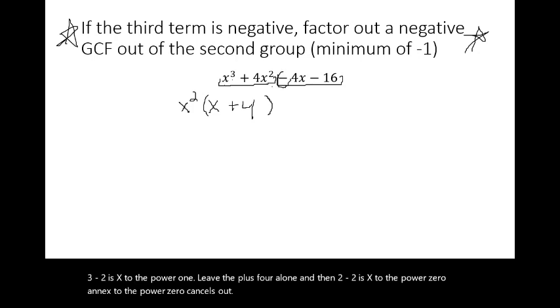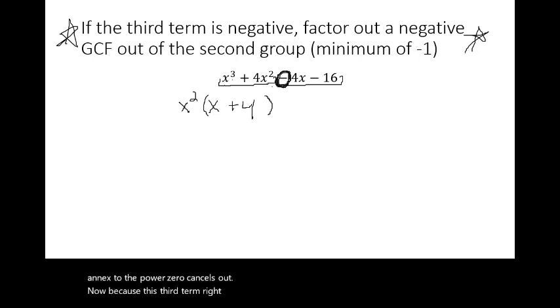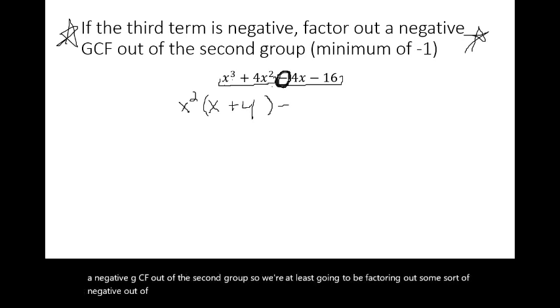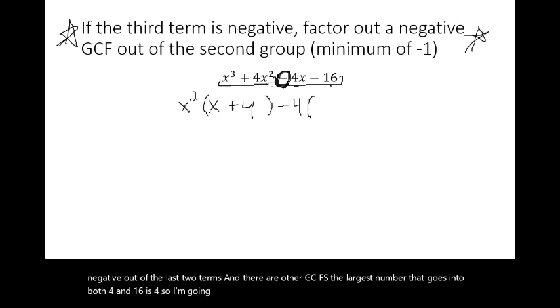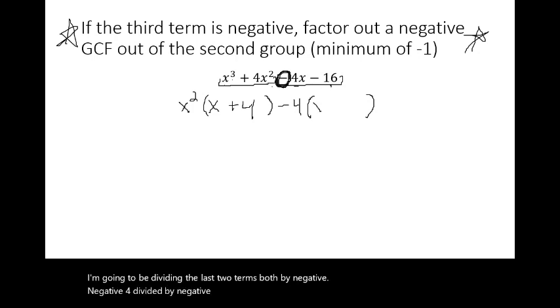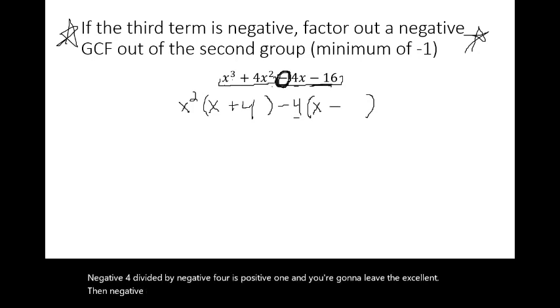Now, because this third term is negative, we need to factor a negative GCF out of the second group. So we're at least going to be factoring out some sort of negative out of the last two terms. And there are other GCFs. The largest number that goes into both 4 and 16 is 4. So I'm going to factor a -4 out of the last two terms, dividing both by -4. So -4 divided by -4 is +1, and you leave the x alone. Then -16 divided by -4 is +4.